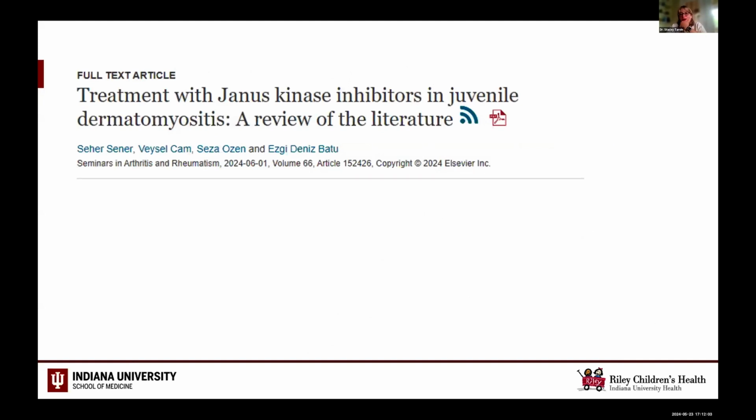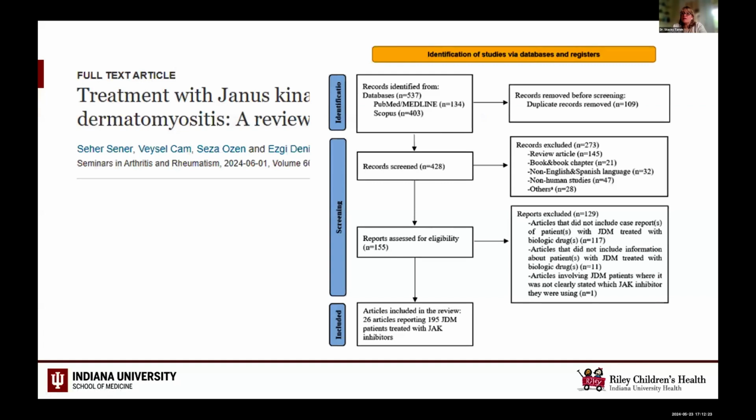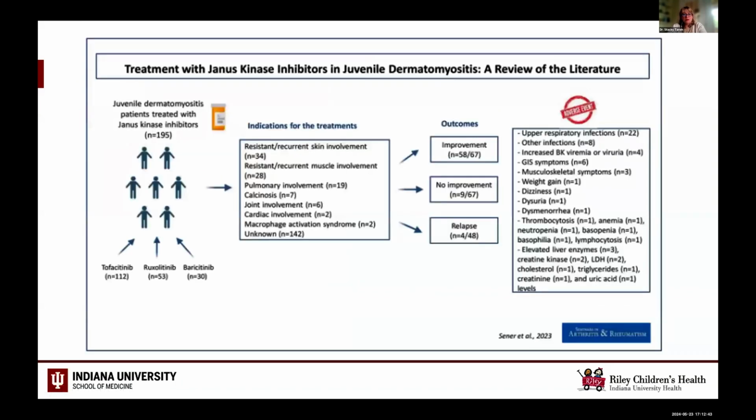So in preparing this talk, I ran across an e-published, not yet fully published, very nice review done by Dr. Batu and colleagues that looks at treatment with Janus kinase inhibitors in juvenile dermatomyositis. So what about pediatrics? This is the PRISMA diagram that looks at the studies that were identified as describing use of JAK inhibitors in any sort of way in pediatric dermatomyositis. As you can see, they found 26 articles reporting 195 JDM patients treated with JAK inhibitors.